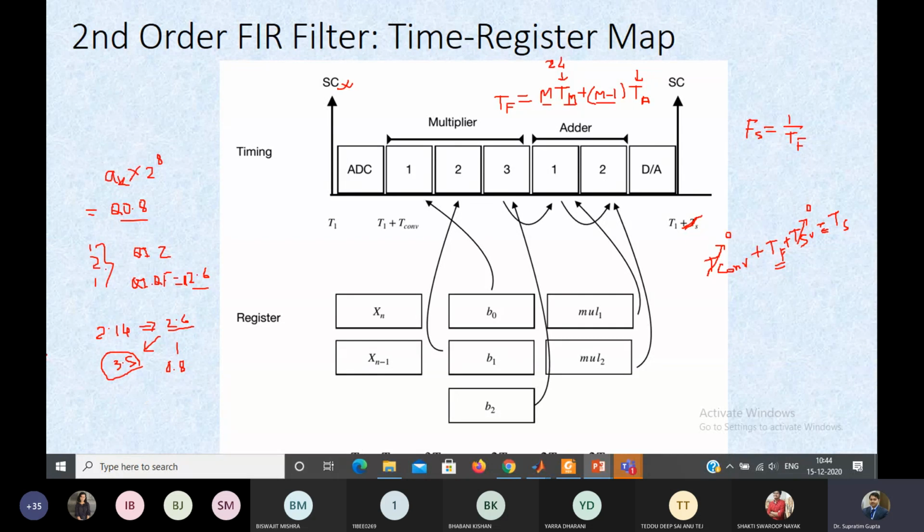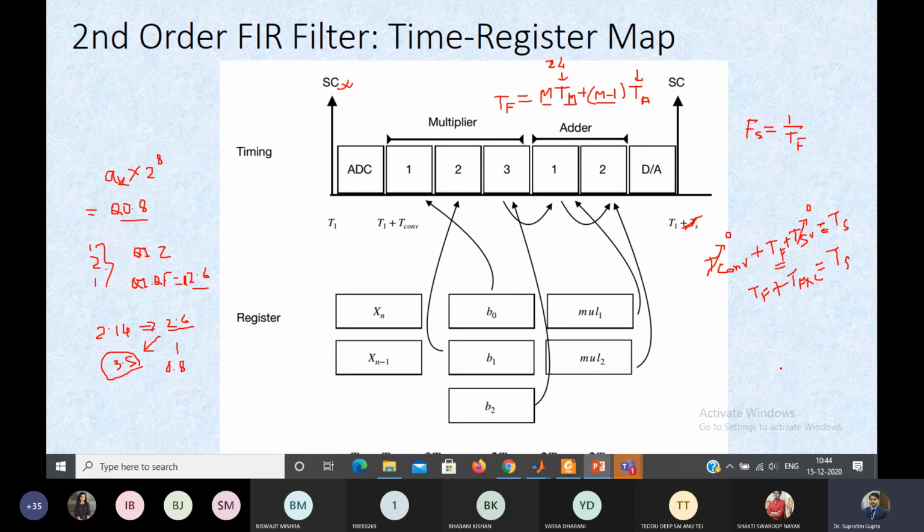So this part will also come into the picture apart from this TF, right? After TF, if we refine that, it will be TF plus T fixed point computation. This is just fixed point conversion, FXC. So that will come into the picture, and that may be significant, and accordingly your TS will be formed, right?